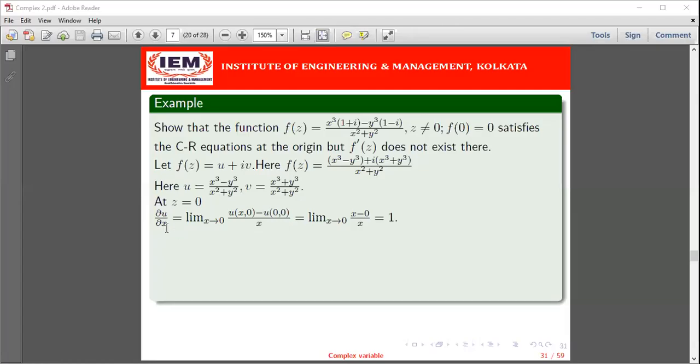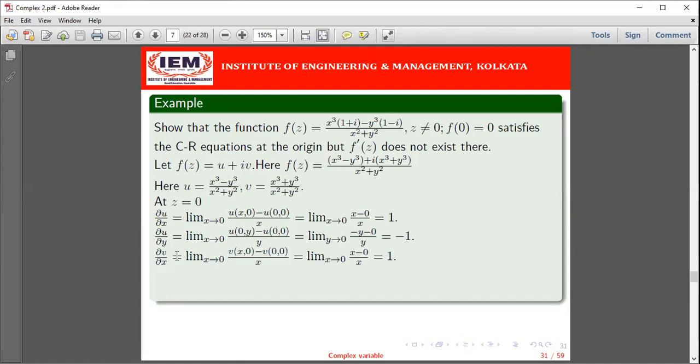Here we need to find del u del x at the point 0 0. Whenever I am finding del u del x, the x coordinate changes from 0 to 0 plus x, and the y coordinate is fixed at 0, divided by x. So if you put x equals x and y equals 0, this will be x cubed by x squared, so x. So this limiting value will be 1. Similarly, del u del y will be limit y tends to 0, u(0, y) minus u(0, 0) by y. The x coordinate is fixed at 0, and y changes from 0 to y. If you put x equals 0 and y equals y here, this will be minus y cubed by y squared, so this will be minus 1. Similarly, del v del x will be 1 and del v del y will be 1.